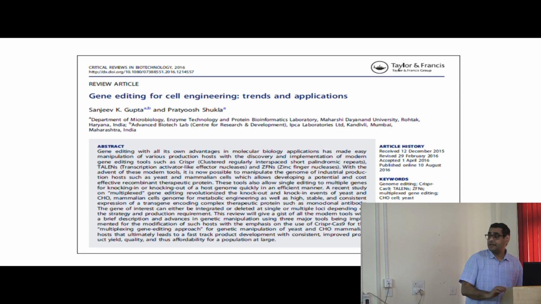And this is gene editing for cell engineering. It's also a very good tutorial paper. Those who are working on the cell engineering aspect, cell engineering for drug development, can read this paper and try to know how things should be worked out. And those who are working on multiplexing gene editing approaches can also read this paper.